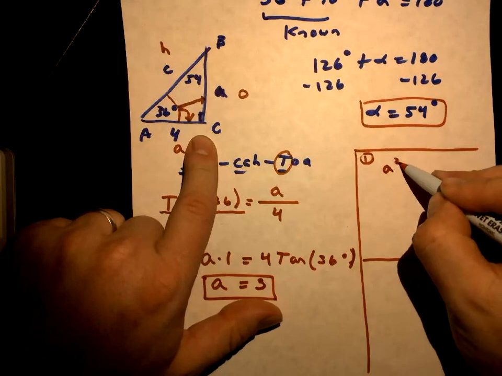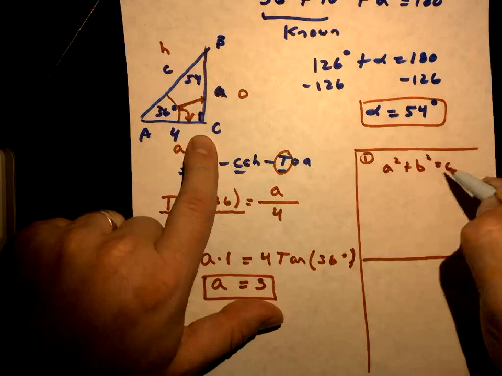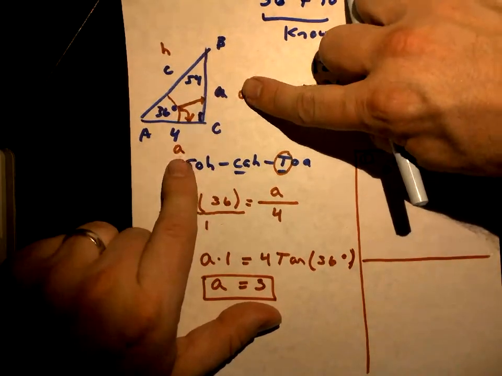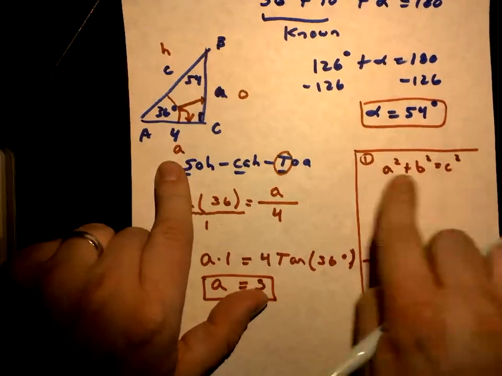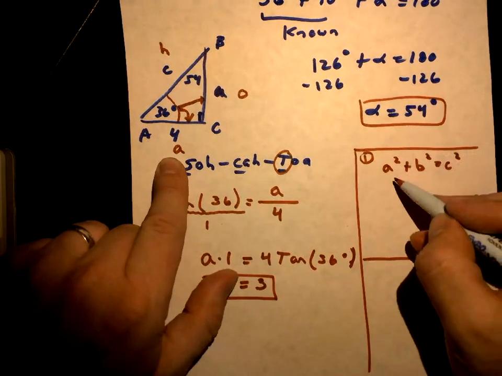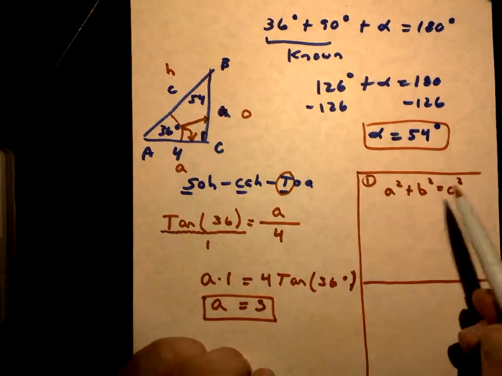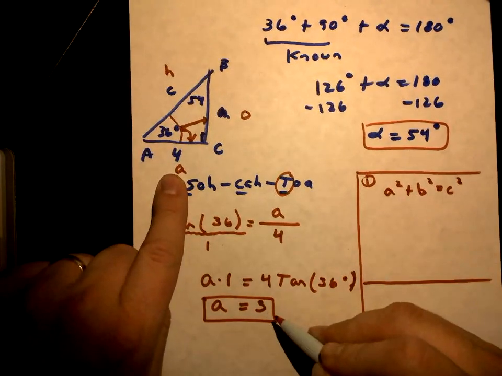The Pythagorean theorem says a squared plus b squared equals c squared of a right triangle, and as long as I have 2 things known, I can find the third. So let's just go ahead and fill this in. A is already 4.